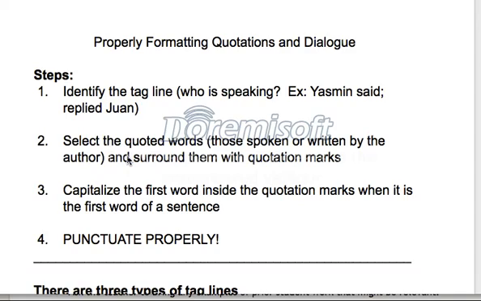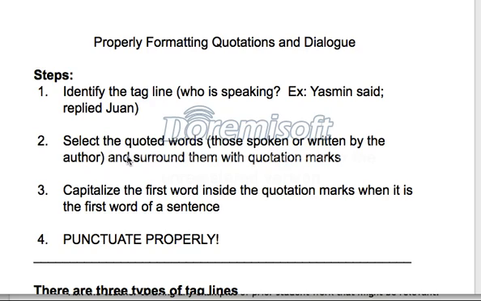Today we're going to focus on learning about how to properly format quotations and dialogue. This is really important because when we write papers, we want to make sure that we can provide evidence to support any claim that we make, and one way to do that is to provide quotations. So we're going to practice some skills today.